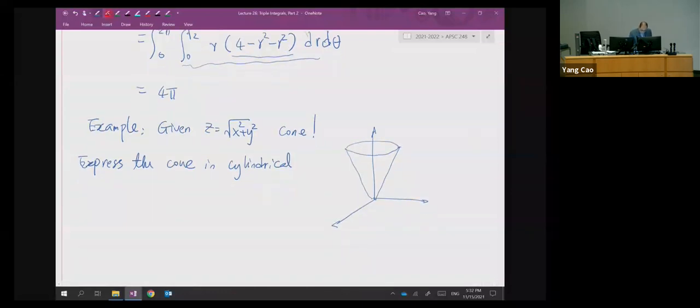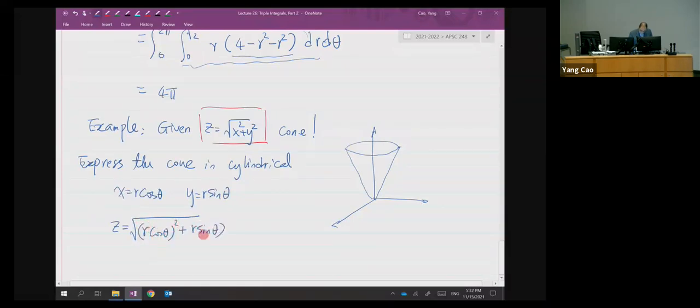So here's your original Cartesian expression. Don't forget that. The transformation is very straightforward. All you need to do is replace your x and y with r cosine theta and r sine theta. Let's see what it becomes. You get r cosine theta squared and r sine theta squared. R squared cosine squared theta plus r squared sine squared theta is root r squared, which is r.